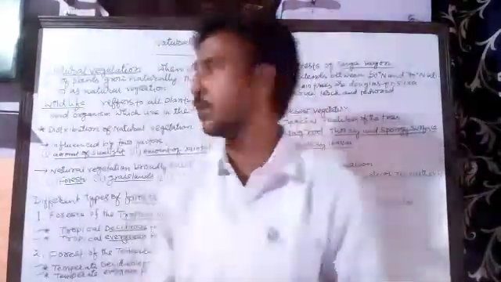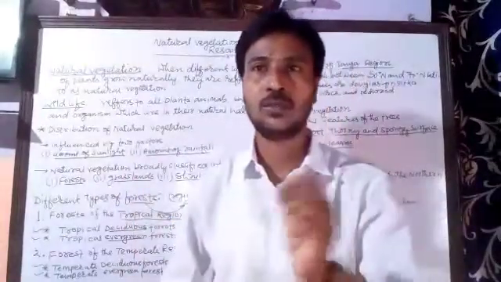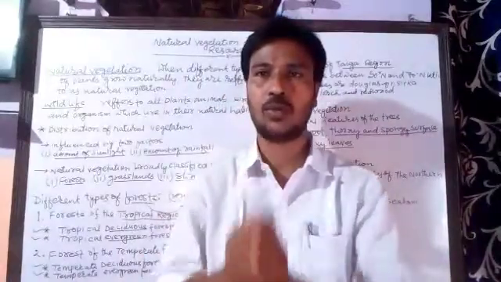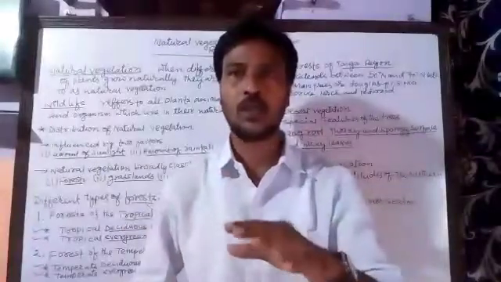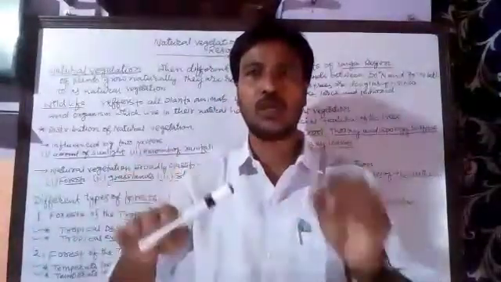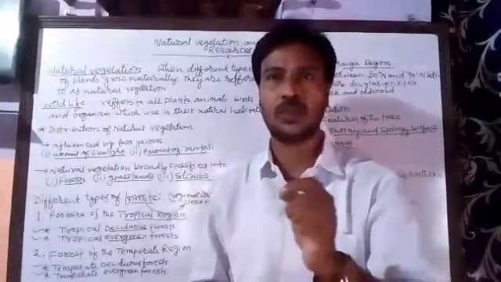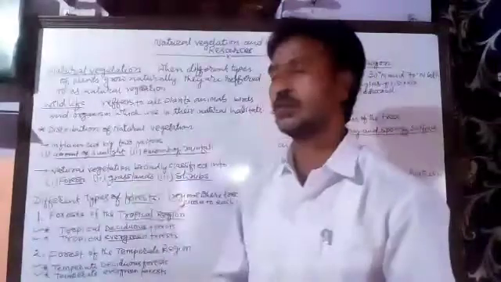The next thing that we are going to see is the distribution of natural vegetation. Students, when we look at the earth, we see different types of forests and different types of trees growing in different parts of the earth. Everywhere there is no equality of forest or trees. In different parts of the earth we have different types of vegetation and forest. That is the distribution of natural vegetation.